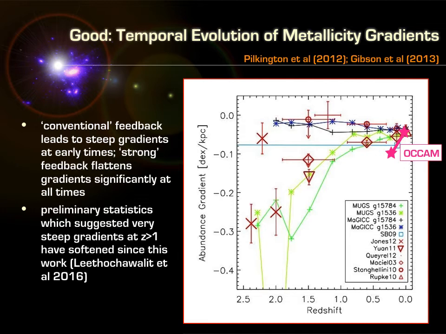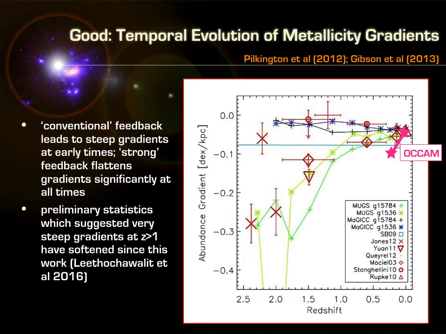What you see is there are 2 suites of simulations. There are 2 curves near the top, which are the simulations I've just been describing with strong feedback. Strong feedback pushes metals around more or less all the time and keeps the metallicity gradients fairly flat. Weak feedback, the green curves, are dipping down to the bottom left.